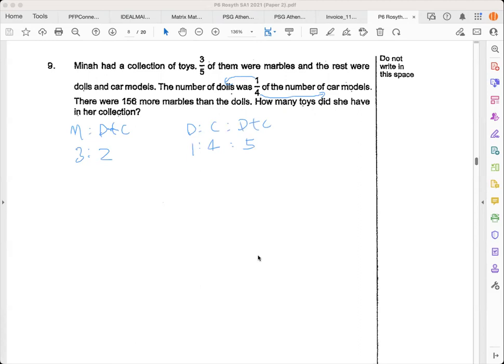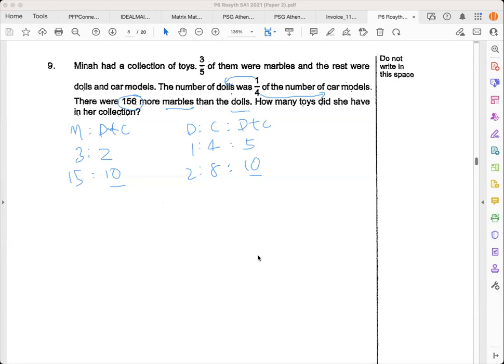Over here, the first ratio is 2. Let's make 2 and 5 the same. Make it to 10. Times 5 over here, times 2 over here. 2, 8, 10. Now we have the common base done. Look for a value. The value is 156. 156 is the difference between marbles and dolls, because it says there were 156 more marbles than dolls.